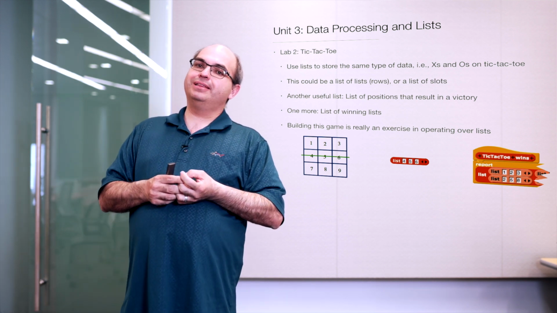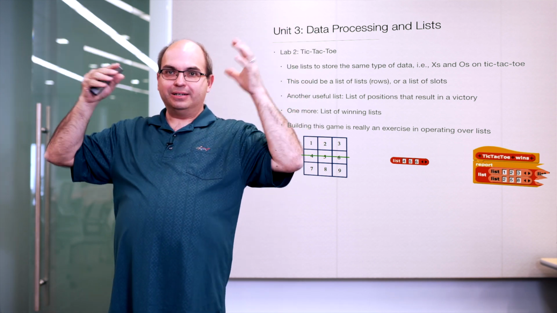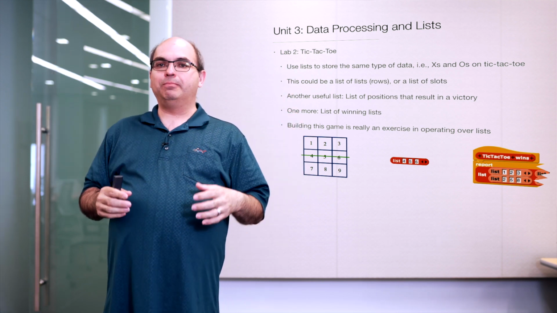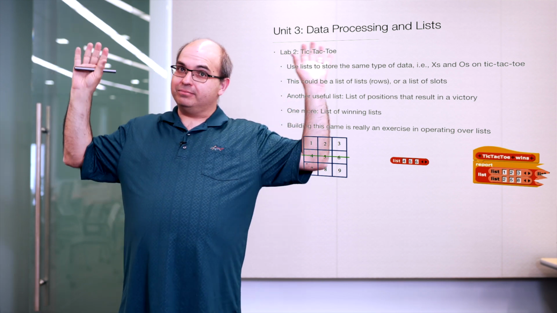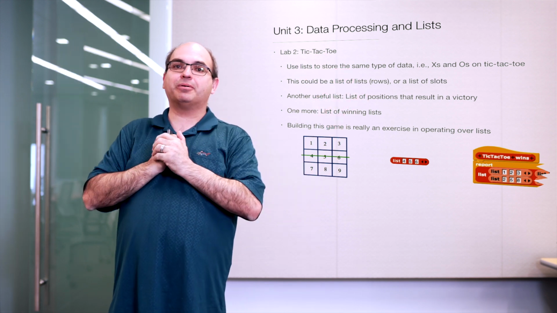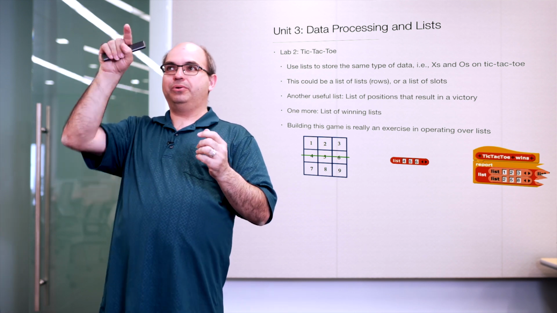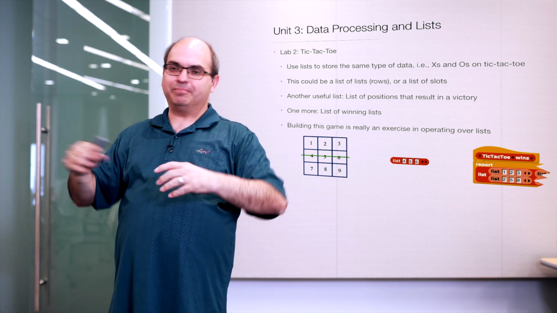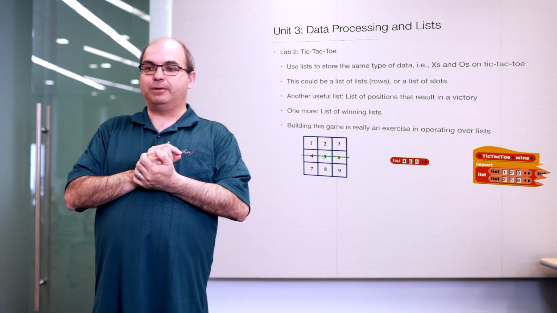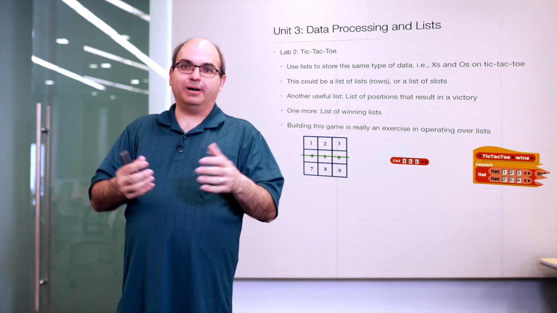One way is to have a list of lists. The first row is X, O, blank. The second row is blank, blank, X, and so on, right? 3 rows. The way they chose to do it, and programmers actually get to choose how they do things, it's one of the great things about programming, they chose to store it as a list of 9 elements. 1, 2, 3, 4, 5, 6, 7, 8, 9. That's just what they picked. So that's a list of what is actually on the board right now.